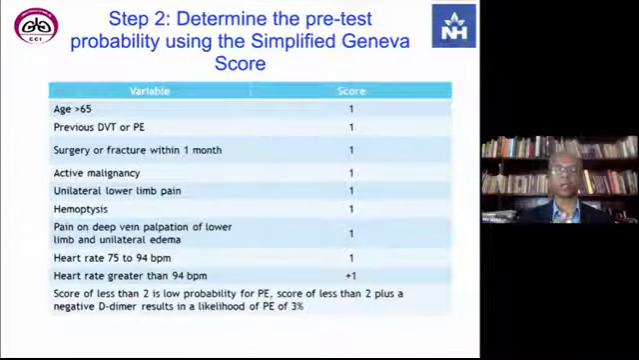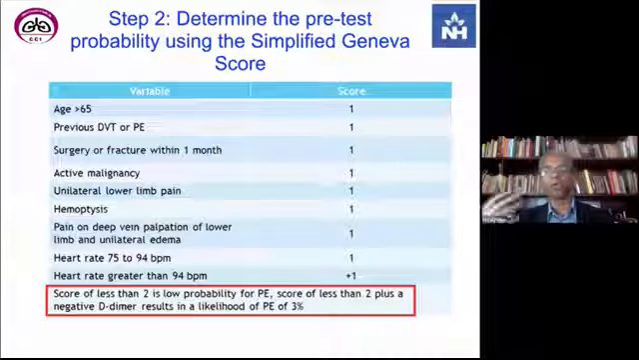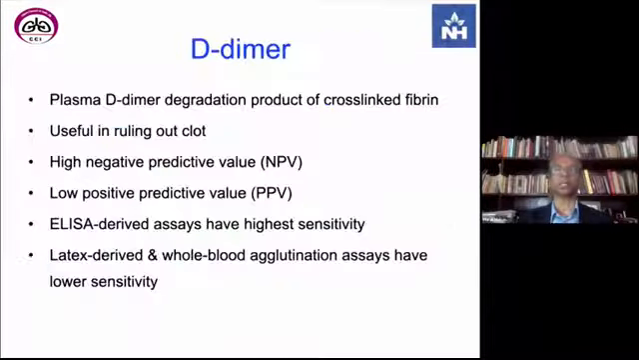And if a person scores 2 or less, the person has a low probability for PE. A score of less than 2 plus a negative D dimer, which is the next step for you, is a likelihood of PE of 3% or less. On the other hand, if the score is 2 or more, then you probably have a high chance of having PE. So a score of less than 2, low probability. Less than 2 plus negative D dimer, a probability of less than 3%. More than 2 or a D dimer which is positive, higher probability.